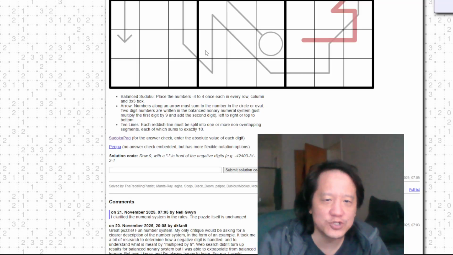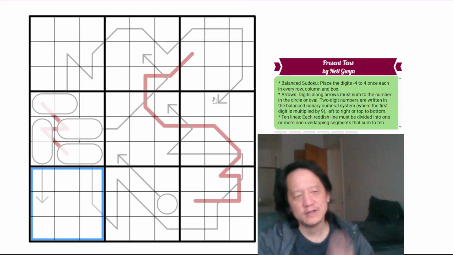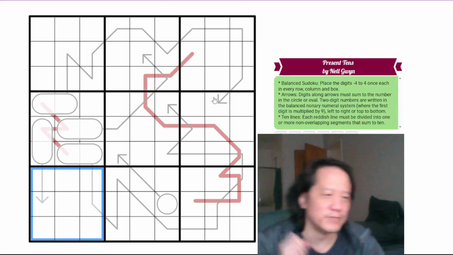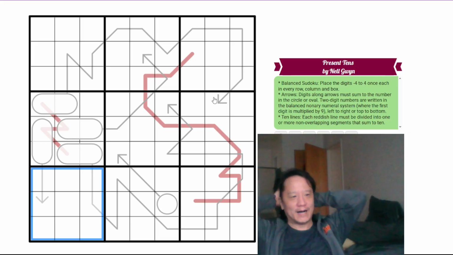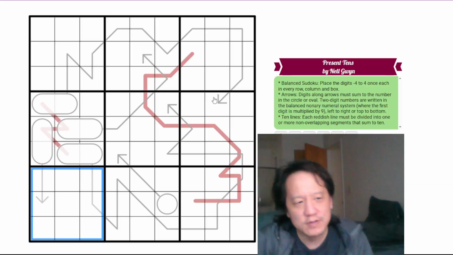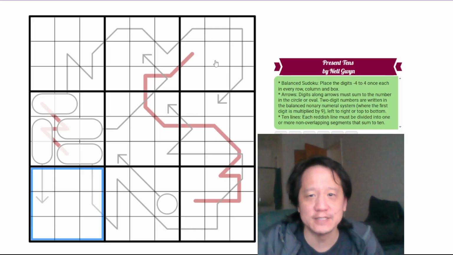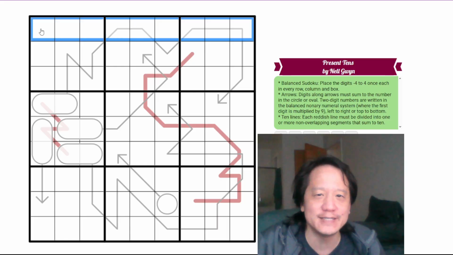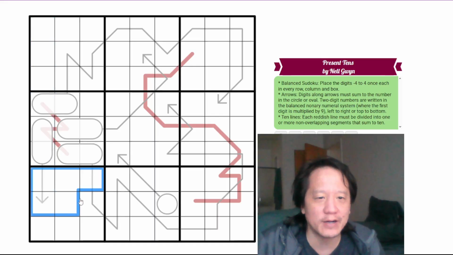Okay, for the answer check, enter the absolute value of each digit. Okay. So then, yeah, I guess we designate positives as green and negatives as blue. I guess we could do that. So we need to place the digits -4 to 4 once each in every row, column, and box.